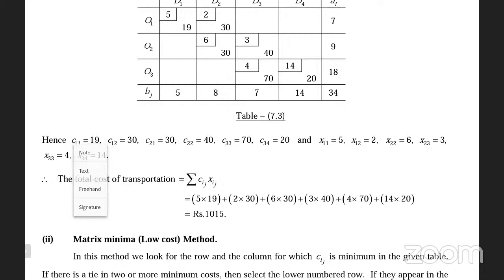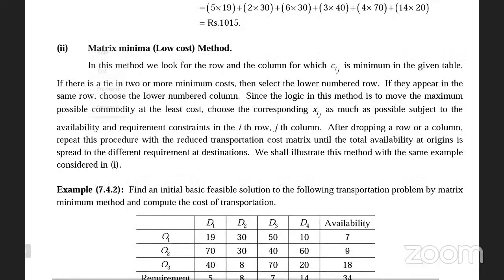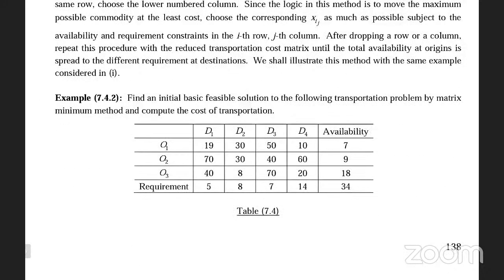Next, matrix minimum method. Matrix minimum method or lowest cost method. In that matrix minimum, entire cost. What are the costs we have? 19, 30.